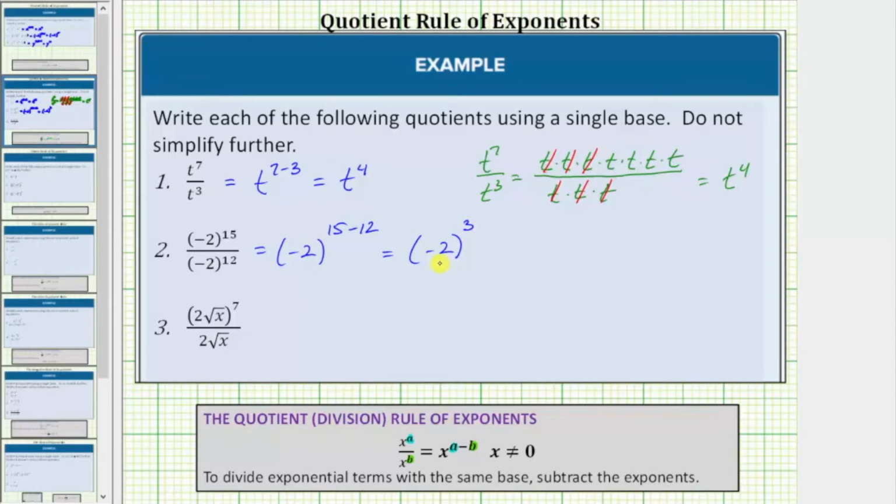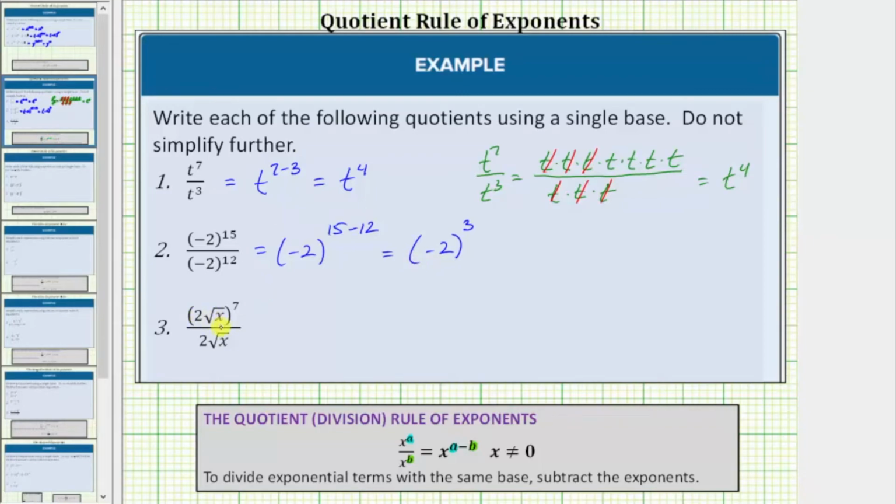Now we know this does equal 3 factors of negative 2, or negative 2 times negative 2 times negative 2, which equals negative 8. But we are going to leave this quotient in this form because it does say, write the quotients using a single base, do not simplify further. And now let's take a look at number 3.